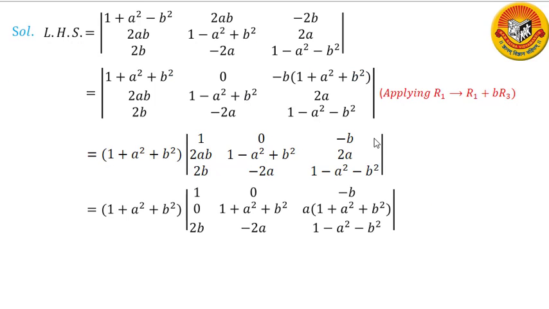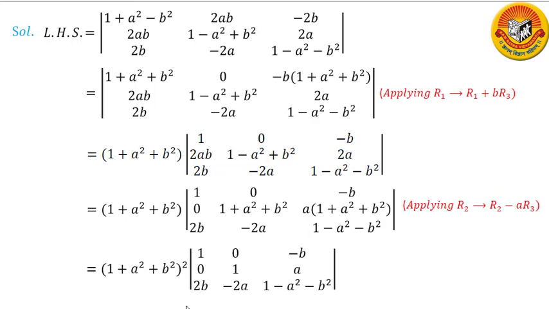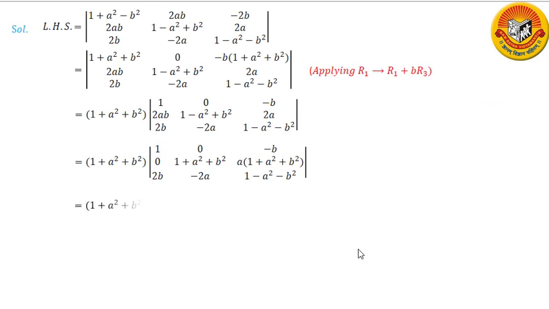Okay, so 2 more times I need the same thing. So on R2, see here this is R2, I will subtract a times this R3. When I subtract a times this R3, first this term will become 0, this will become 1 plus a square plus b square, and here again in the same way I take a common and it will become 1 plus a square plus b square. So from the second row, again I will take 1 plus a square plus b square common. So this is the result I got.